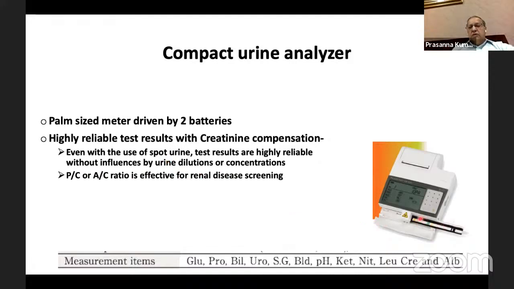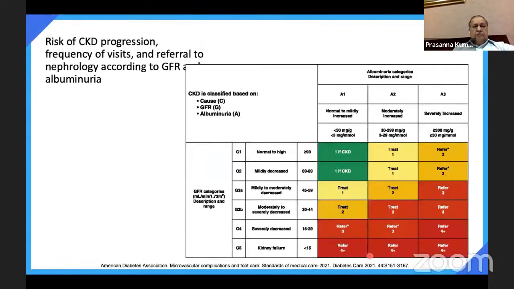Just insert this strip, put the urine, and it can measure not only that, it can measure glucose, protein, bilirubin, urobilinogen, and also pH, ketone bodies, nitrates, leukocytes, and urinary creatinine. You can see almost 12 parameters are there with one strip. So you can do a point of care test, and all these things can be checked in your own clinic with a handheld machine. You don't need any big lab at all.